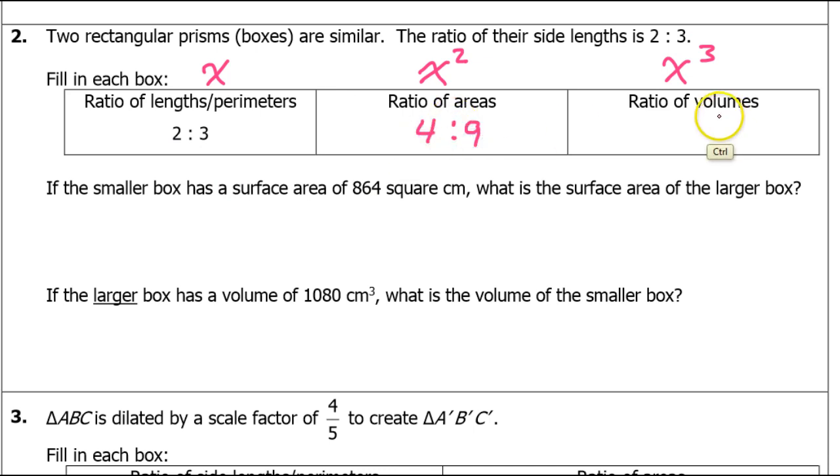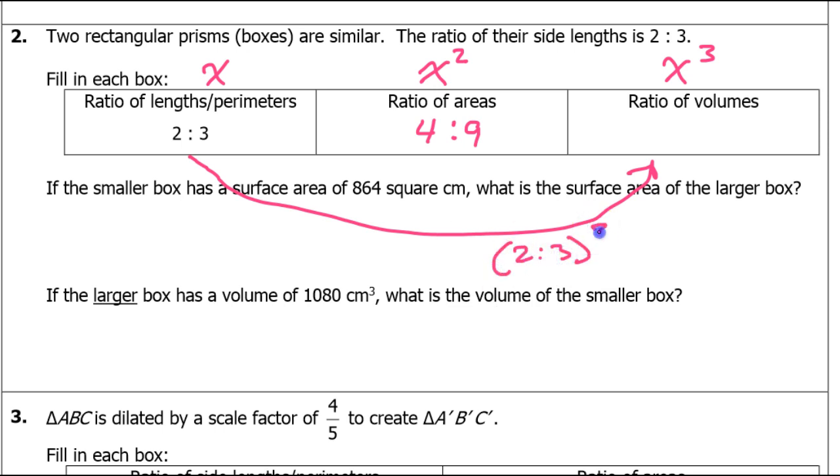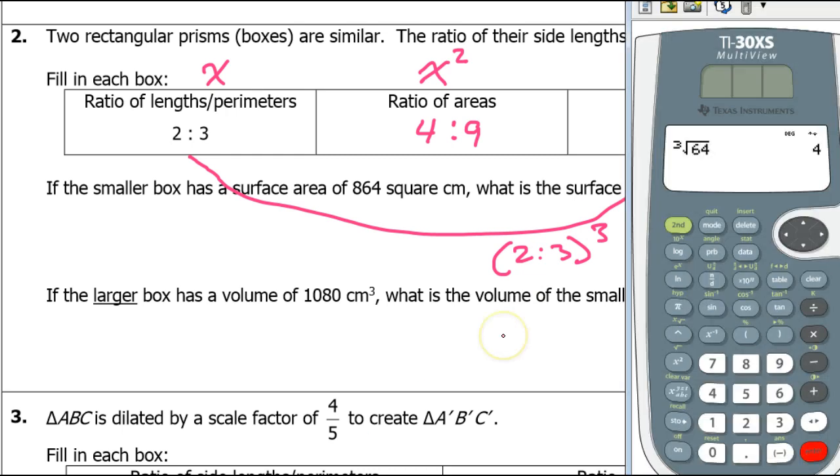Now for the volumes, I'm still going all the way back to these. But I have to cube them. So I need to take 2 to 3, and cube each one of those. So 2 to the third power is 8, and 3 to the third power is 27. If you don't know those numbers in your head, remember we can do exponents on the calculator like this: 2 to the third power and 3 to the third power.